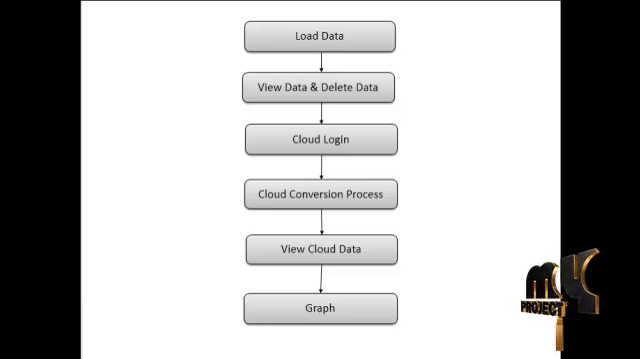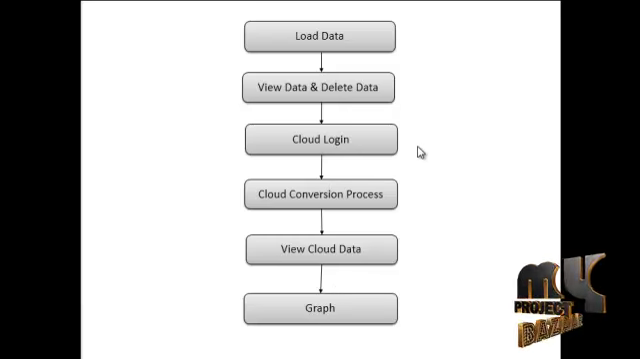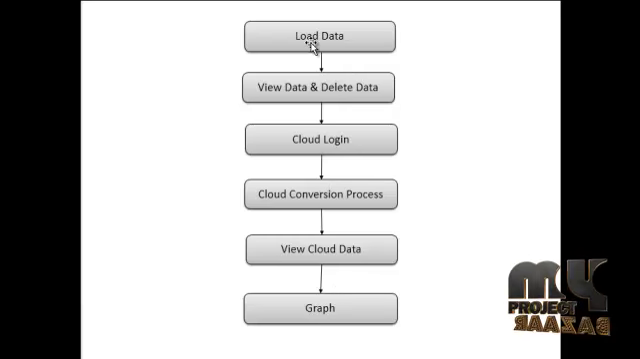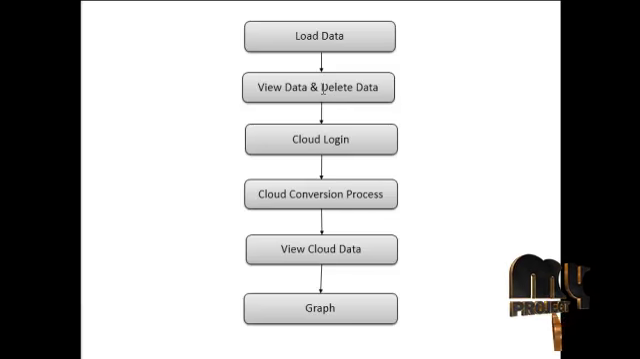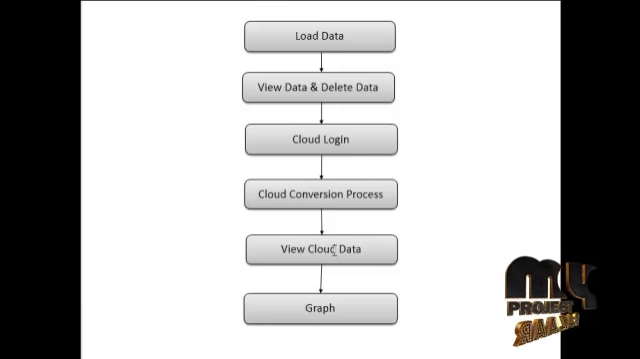It is our project flow diagram. In our flow diagram, there are six modules involved in our process. The first module is load data, the second is viewing and deleting data, the third is cloud login, the fourth is the cloud conversion process, the fifth is viewing cloud data, and the sixth is graph.